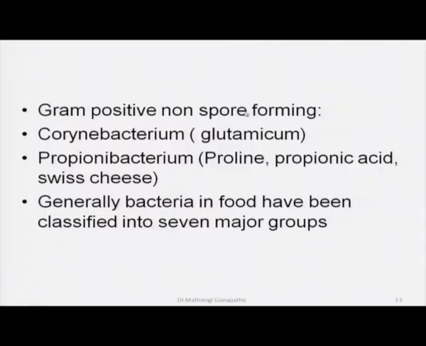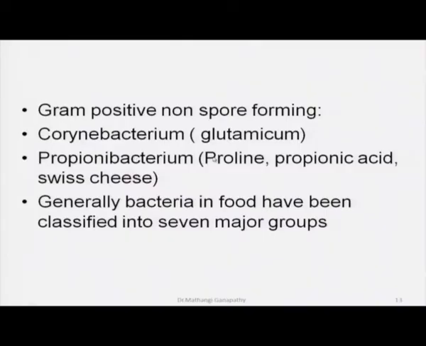Among the gram-positive, you have non-spore forming organisms also. Then Corynebacterium. Corynebacterium glutamicum is normally used in the food industry to produce glutamic acid. Like that, you have Propionibacterium, which is used for the industrial production of proline, and for the production of propionic acid. This is also used in the cheese manufacturing industry, especially for the production of Swiss cheese.